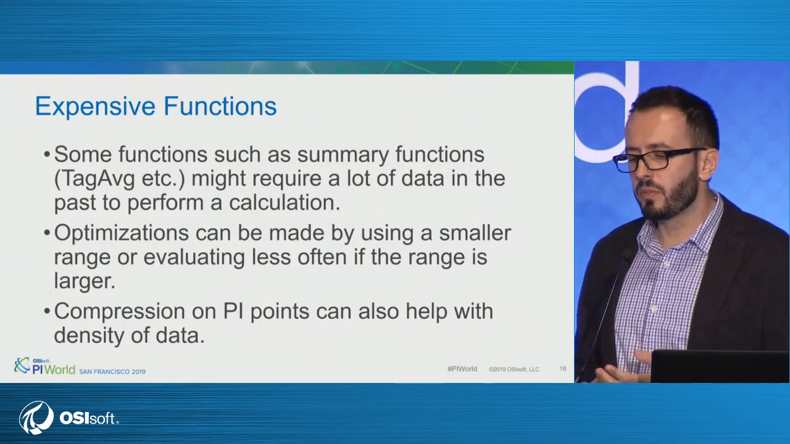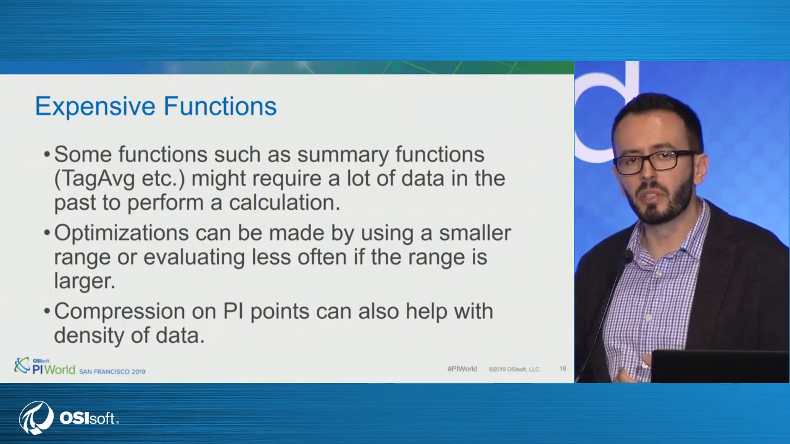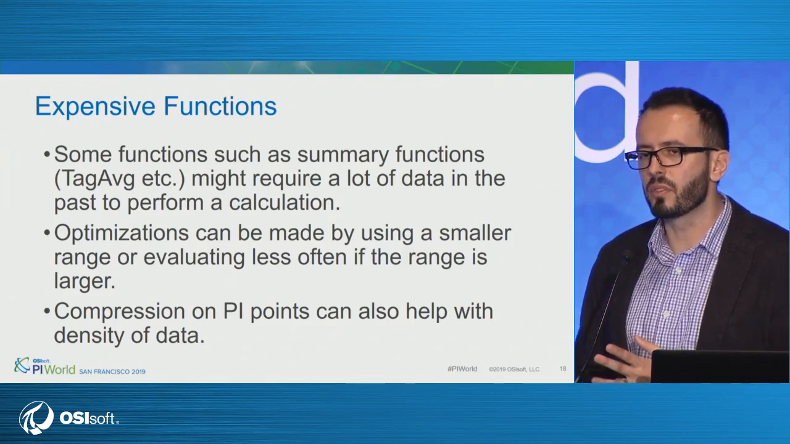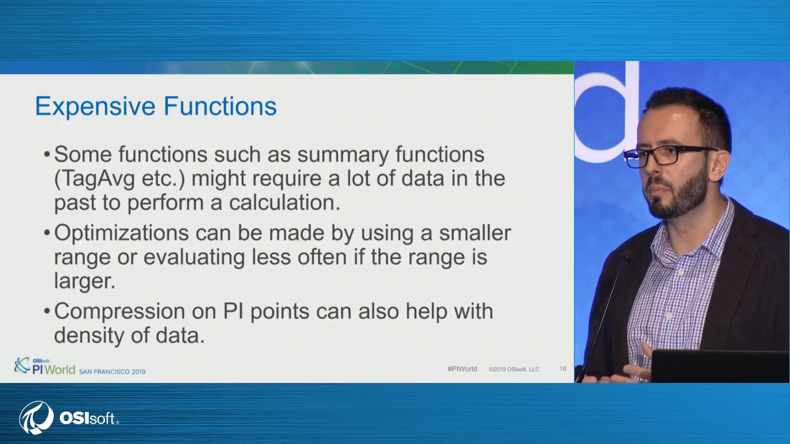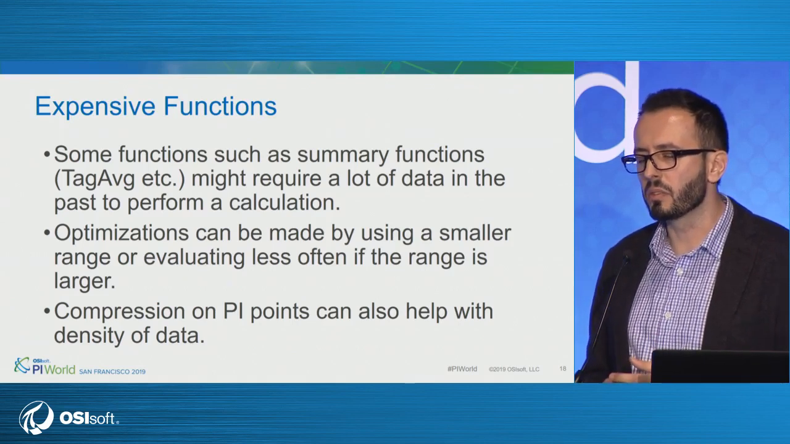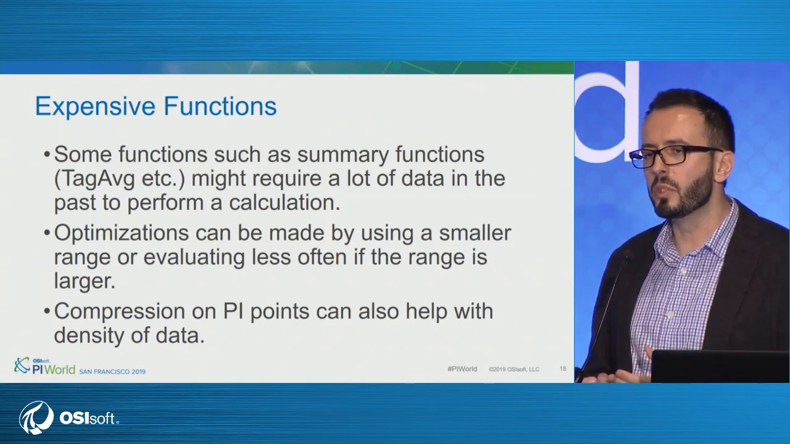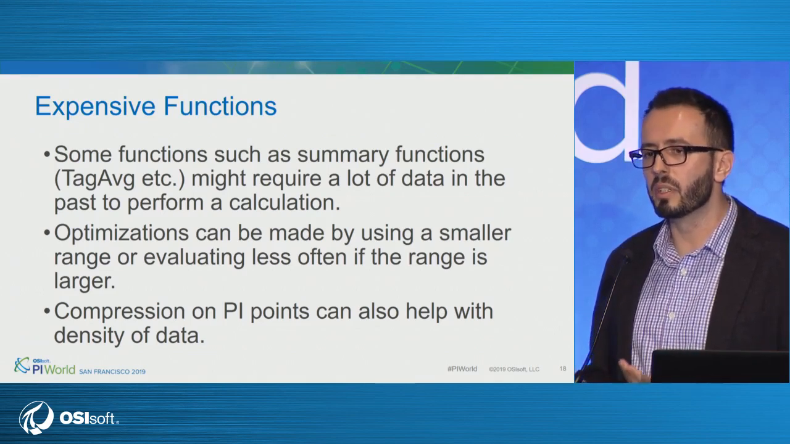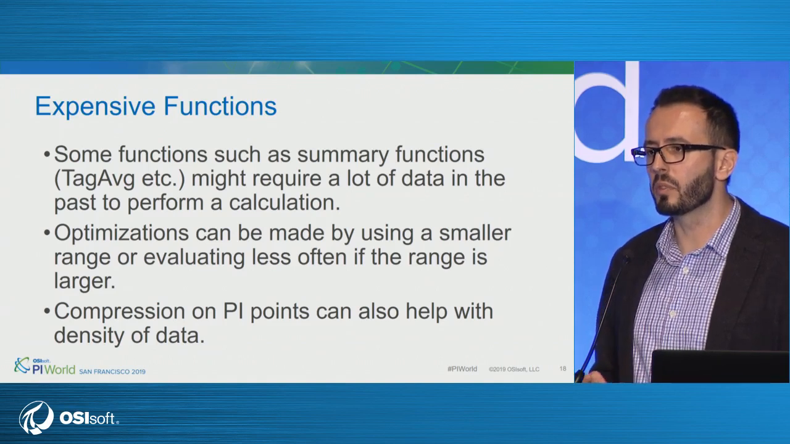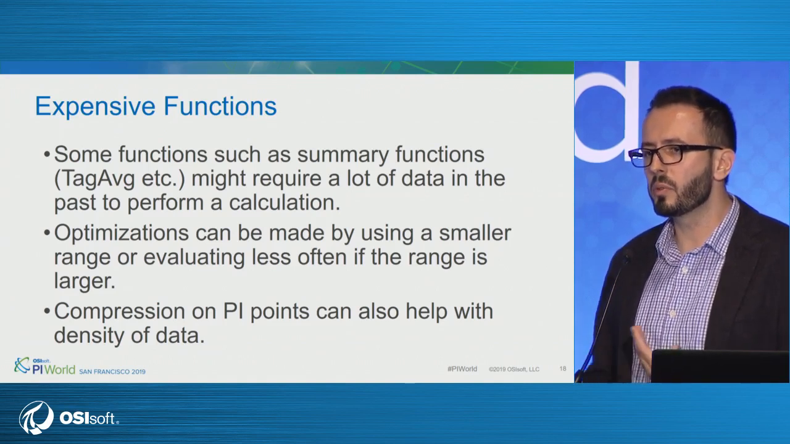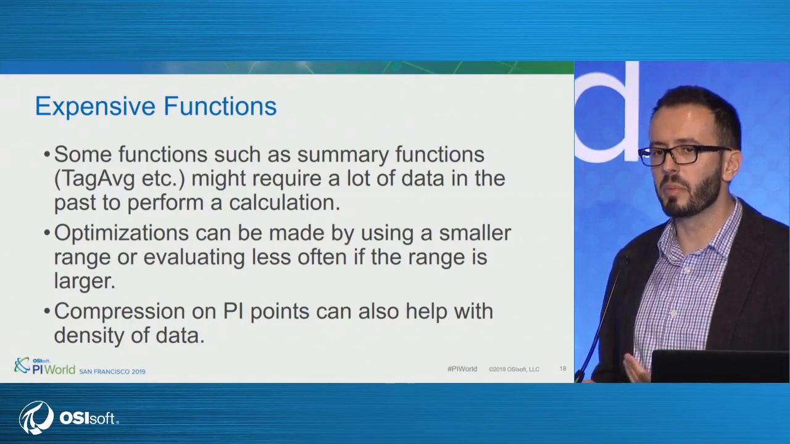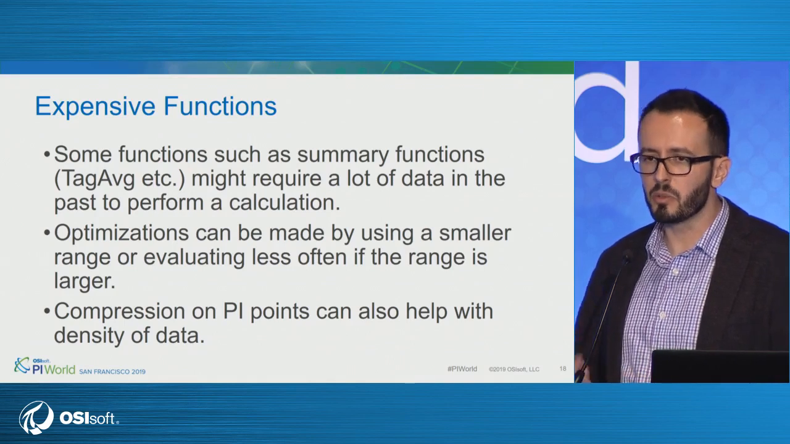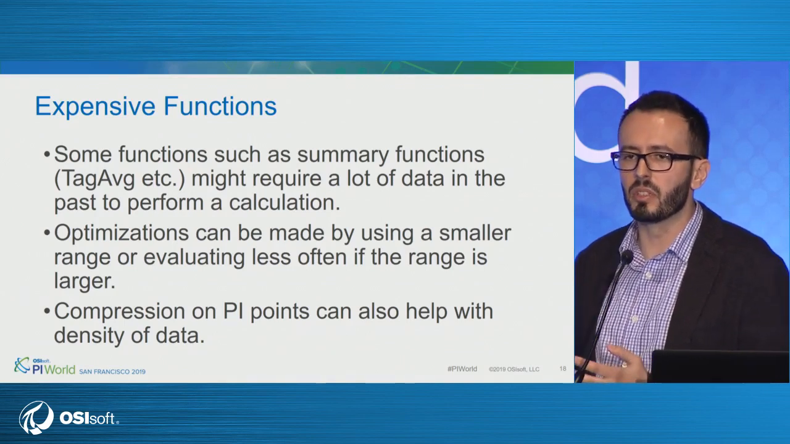Speaking of expensive functions, I think Nitin touched base a little bit on this. Some summary functions, such as tag average functions, might require a lot of data depending on the time range of the calculation we're doing. Let's say we're doing a yearly average. Depending on the density of your data, this could be an expensive function, especially if it's being triggered every minute. If we're doing a yearly time range average, it might make more sense to do it less frequently, such as daily or less frequent than that. And you can also utilize the exit function that I mentioned earlier.